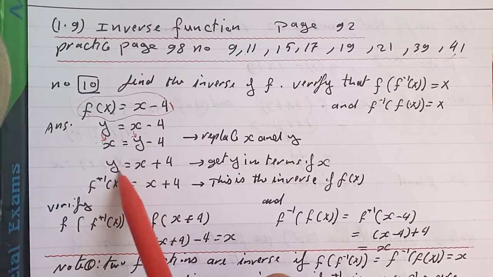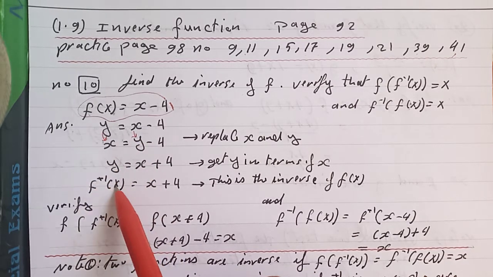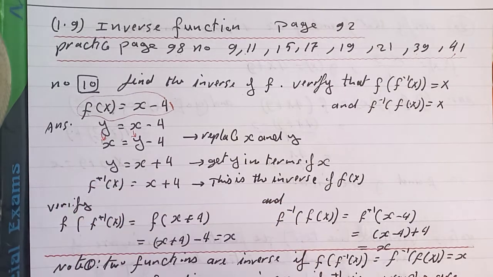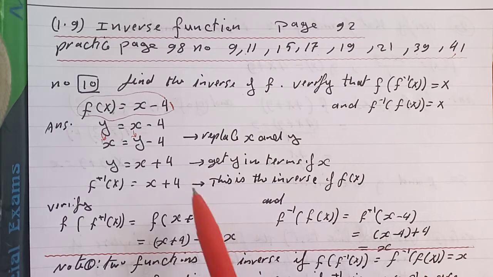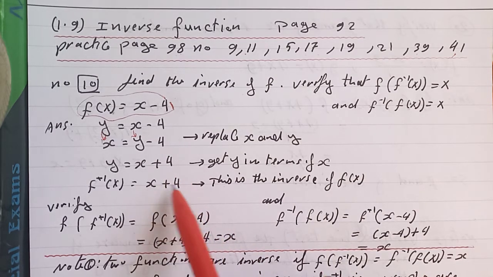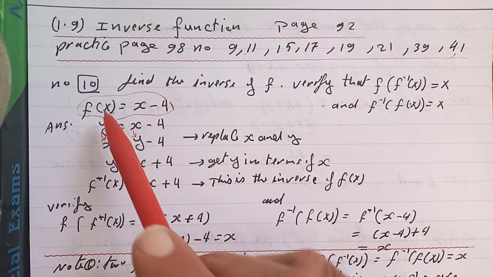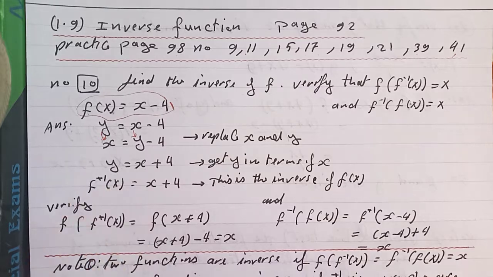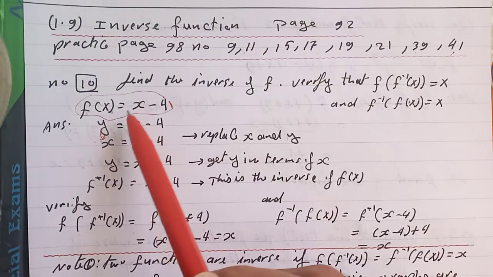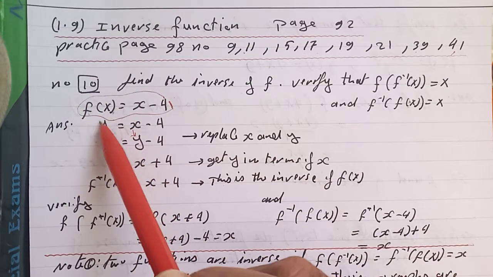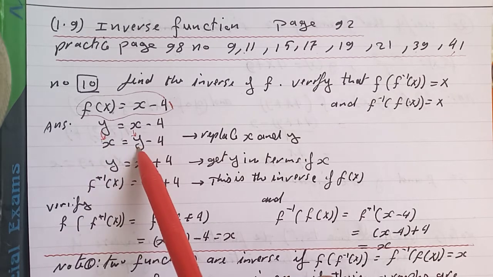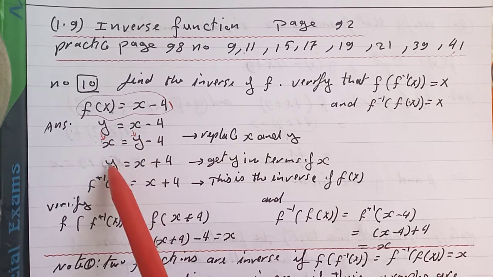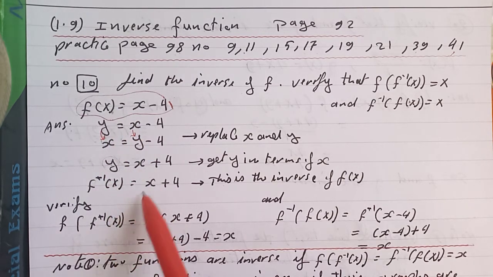This new y is the f minus 1 of x, meaning the inverse of f of x. So this is called the inverse function of f of x. So it will be x plus 4 instead of x minus 4. So this is the function and this is the inverse. Again, 3 steps. Number 1, f of x will become y, and then replace the y by x and x by y, and then get y in terms of x. And recall this as f minus 1 of x. This is the function.